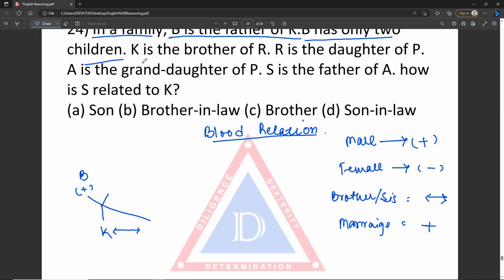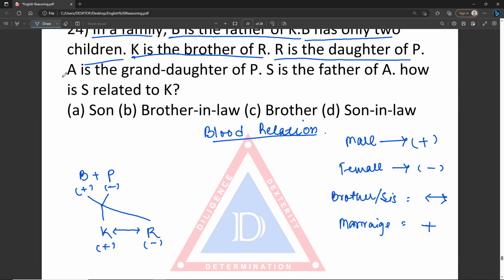Then K is the brother of R. That means K is a male. We don't know the gender of R. Now R is the daughter of P. See, R is the daughter, so R is a female. Obviously, whose? P. That means B and P are married to each other and they have 2 children named K and R. And K is a male, R is a female, and K and R are brother and sister.